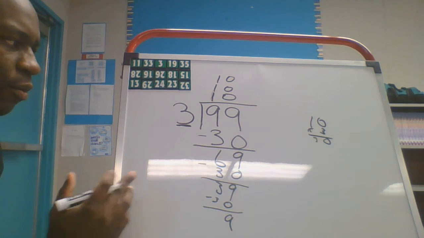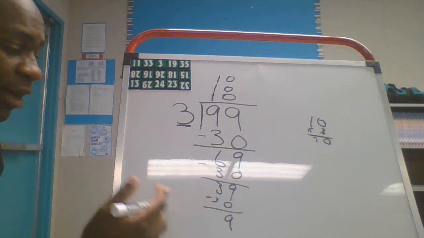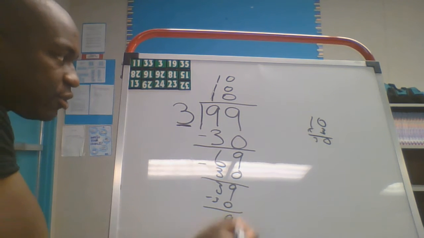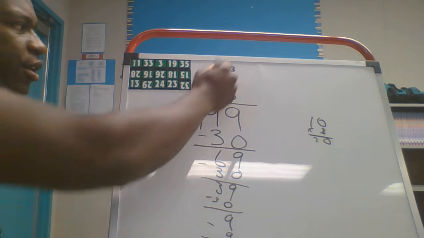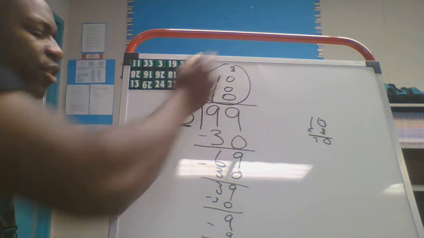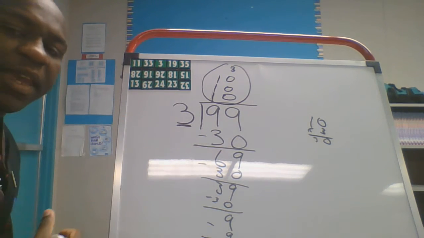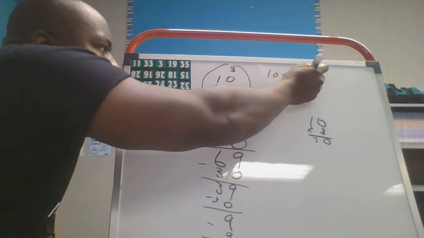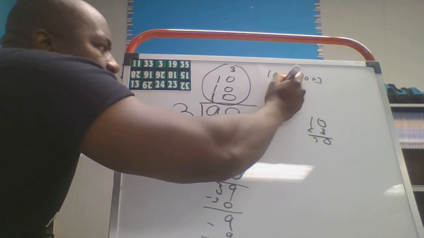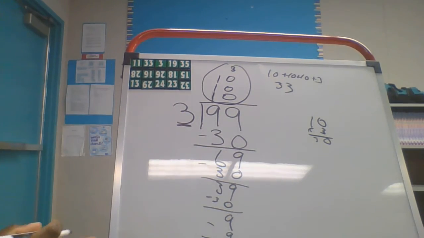Okay, so now I know what can I multiply 3 by to get 9, and that's 3. So 3 times 3 is 9, right? And that's 0. So our answer is going to be all of this together. So you have to add each piece together. So if I go 10 plus 10 plus 10 plus 3, I'm going to have 33 as our answer.